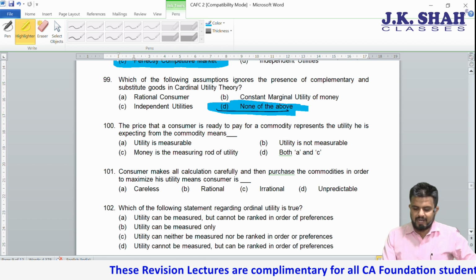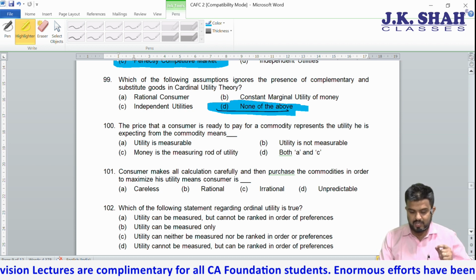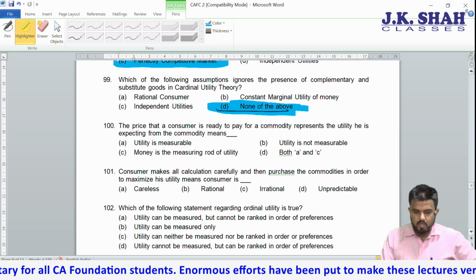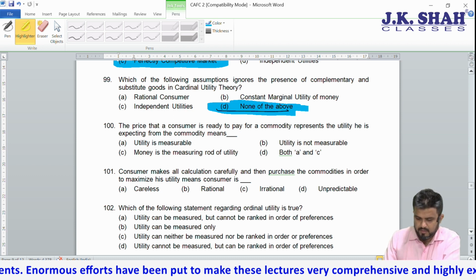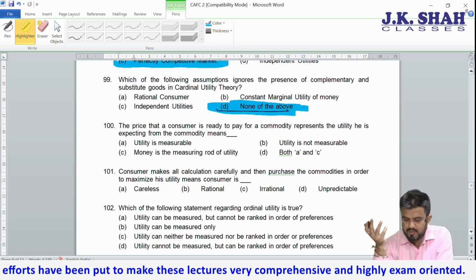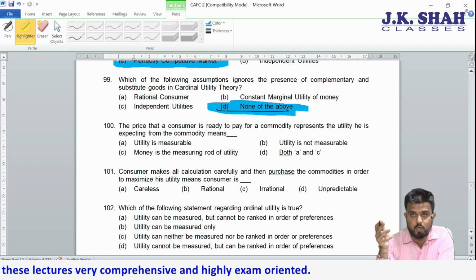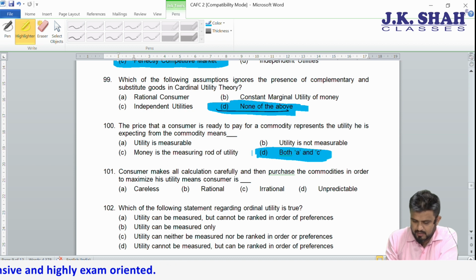Next, 100. The price that a consumer is ready to pay for a commodity represents the utility he is expecting from the commodity. Means utility is measurable. Utility is not measurable. Wrong. Money is a measuring rod of utility. That is true. So the correct answer is both A and C. B is wrong.